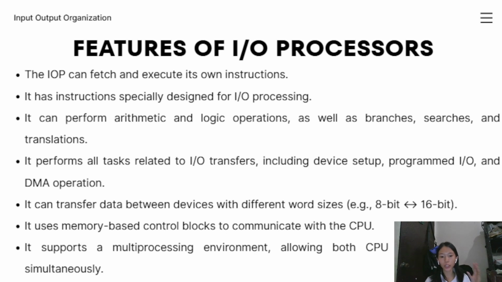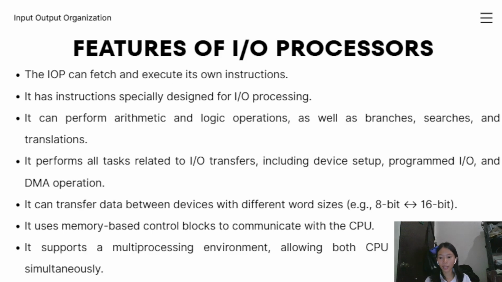Next, it can transfer data between devices with different word sizes, for example 8-bit and 16-bit. The input-output processor can move data between devices that use different data sizes or formats. This makes it flexible when connecting old and new devices together.